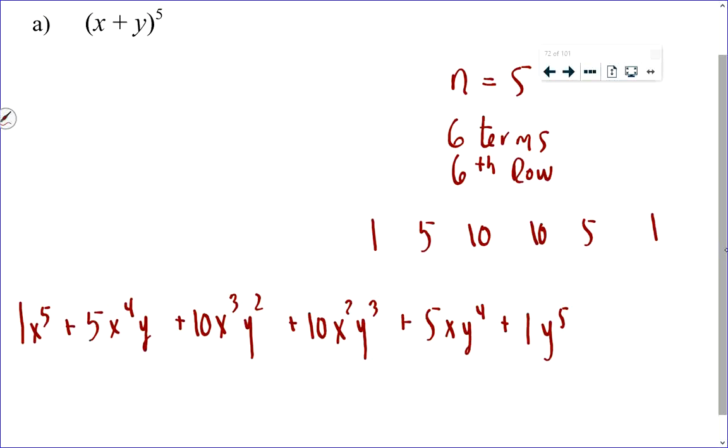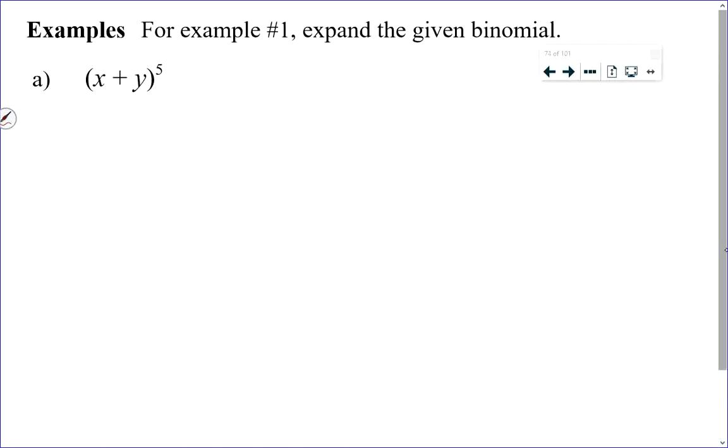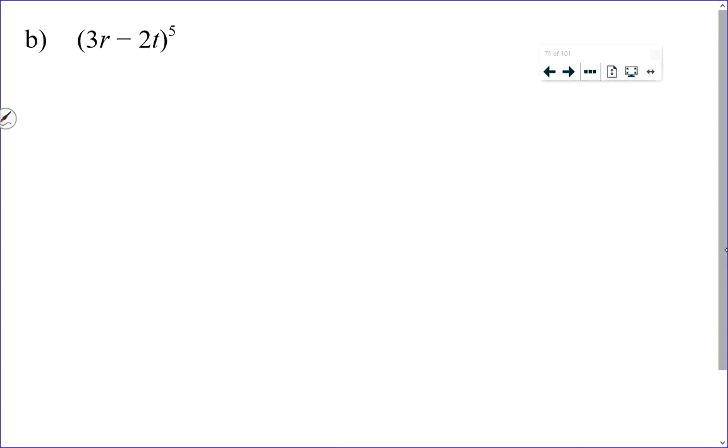I'm just double checking everything. One of the things I'm doing is making sure that when I add up the exponents for any term, I get 5. It looks okay. B is (3r minus 2t) to the 5.